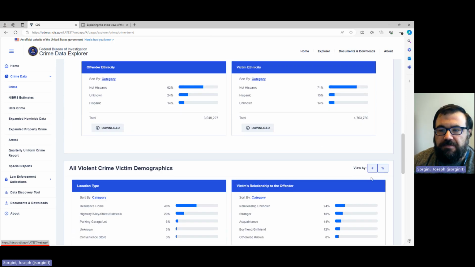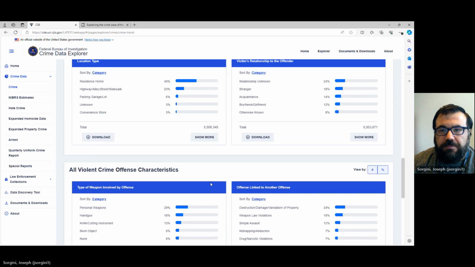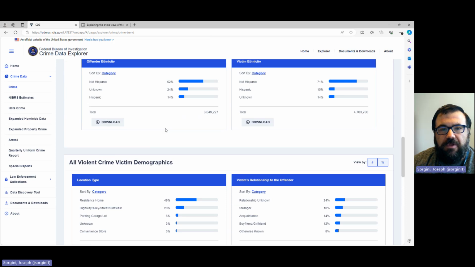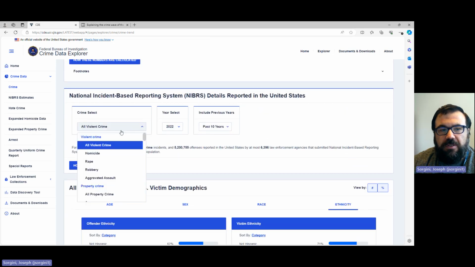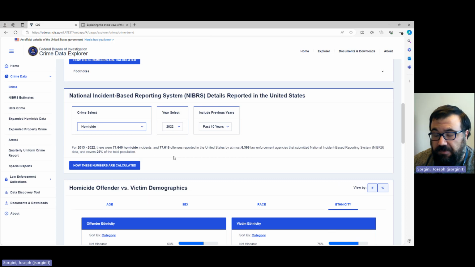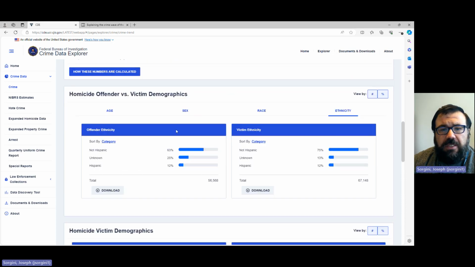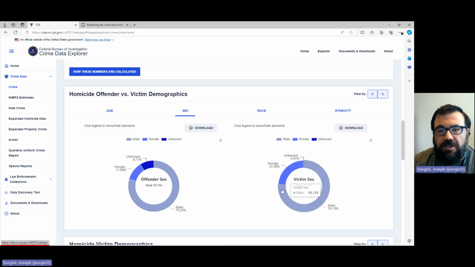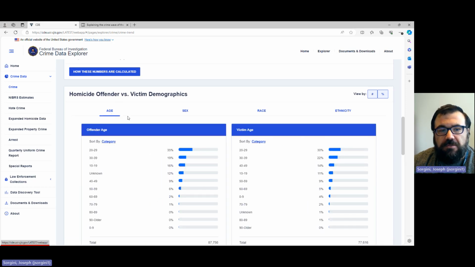You say to me, Dr. S, maybe I want to take a look at not just the victim demographics and the offense characteristics, but now I want to take a look at something other than violent crime. I want to go to homicide, something that really catches the national attention. Now we see here, ethnicity still remains the same, but race is changing in terms of offender versus victim. Sex is also changing in terms of victim. Male is increasing, but for offender it's staying the same as male. Age is also relatively the same.